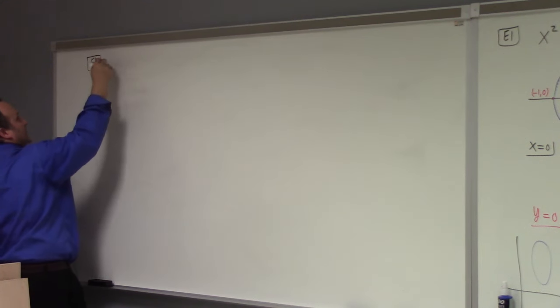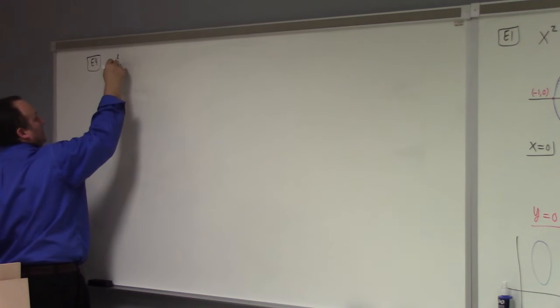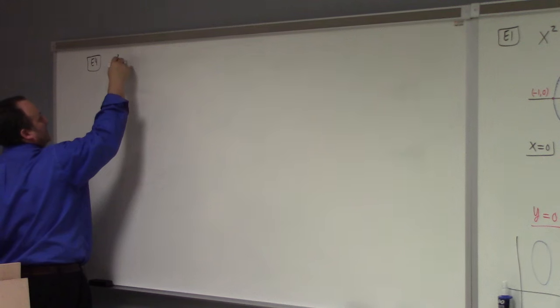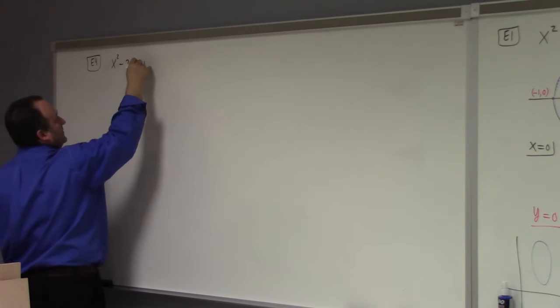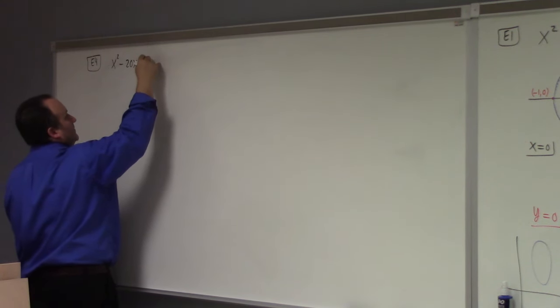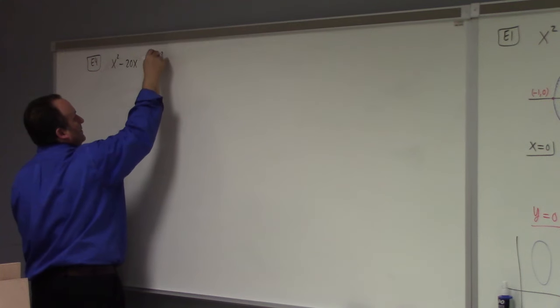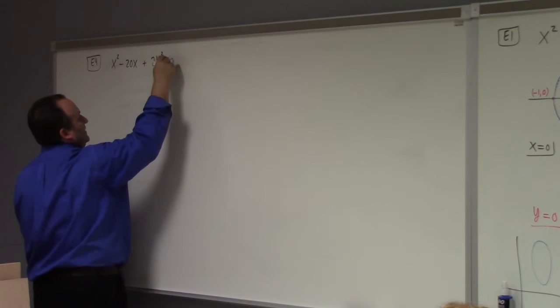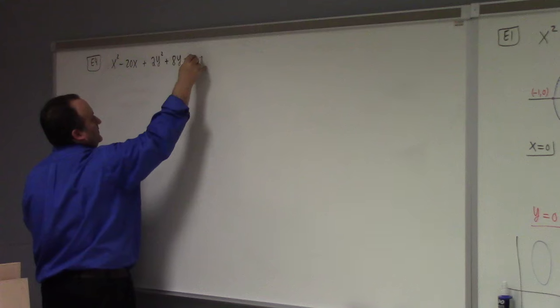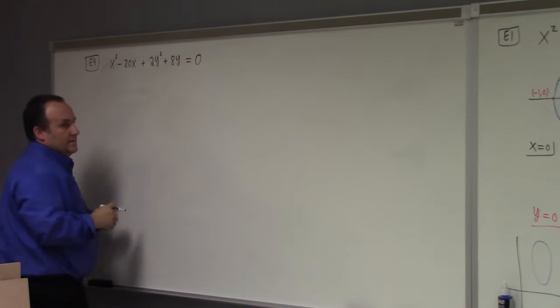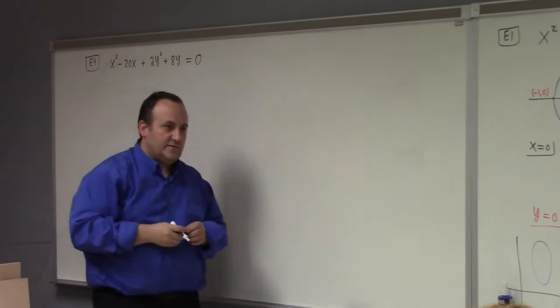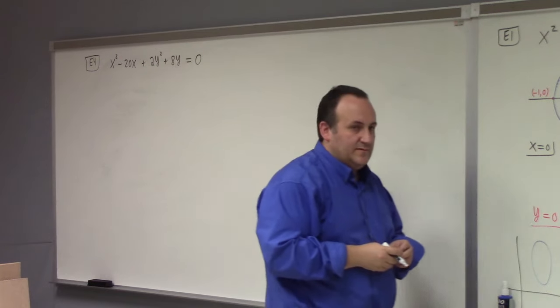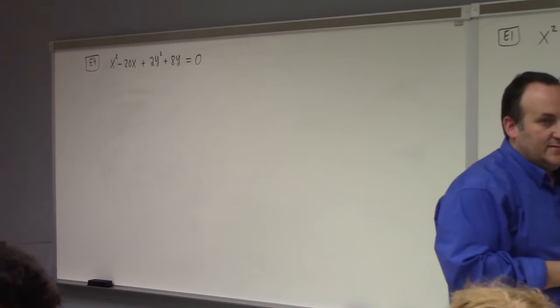Suppose you're up against x squared minus 20x plus 2y squared plus 8y equals 0. Your mission, should you choose to accept it, is to figure out what on earth this curve is.